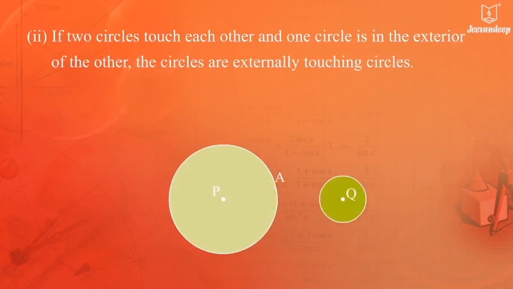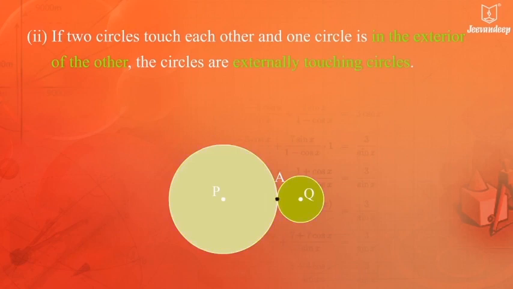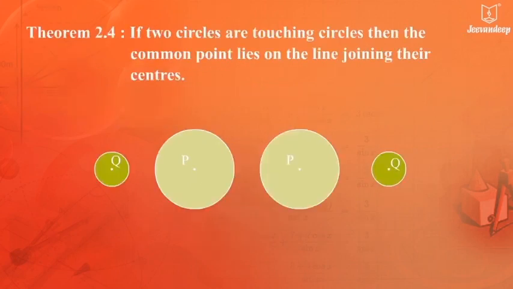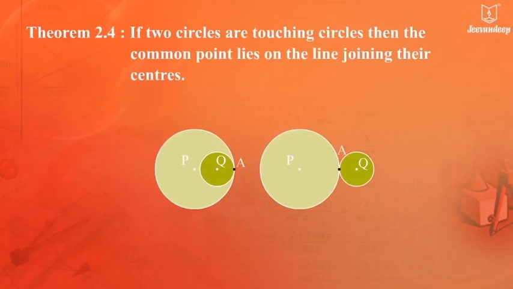2. If two circles touch each other and one circle is in the exterior of the other, the circles are externally touching circles. The distance between their centers is the sum of their radii, that is, PQ is equal to PA plus QA. Theorem 2.4. If two circles are touching circles, then the common point lies on the line joining their centers.